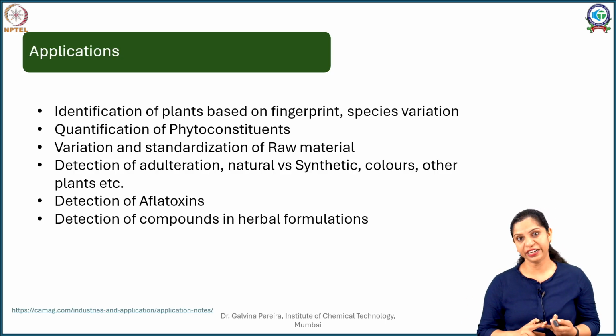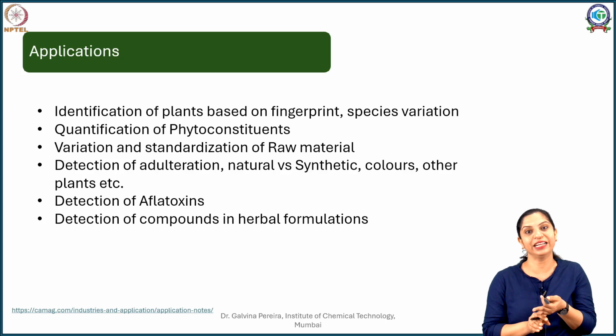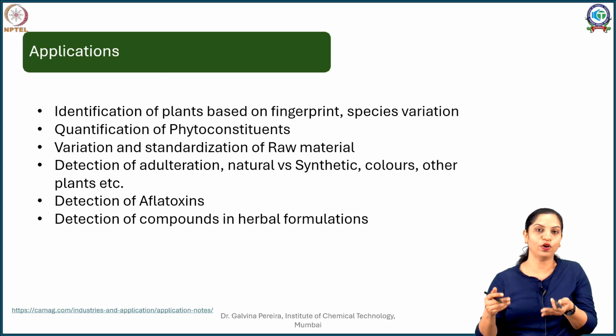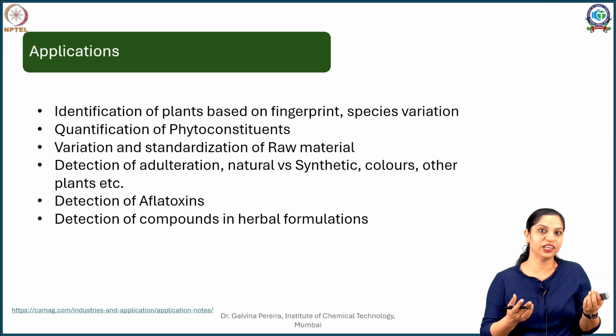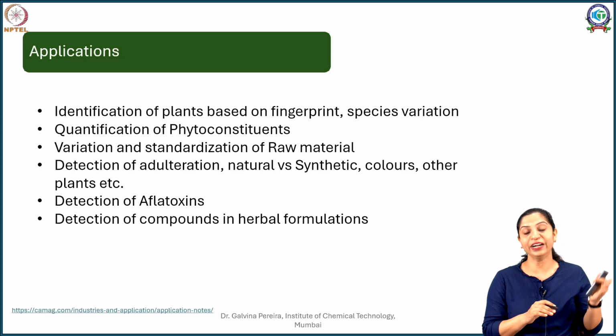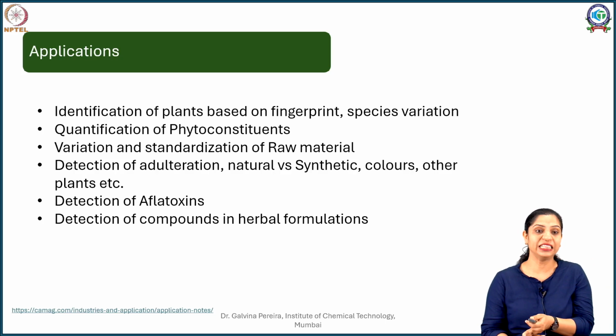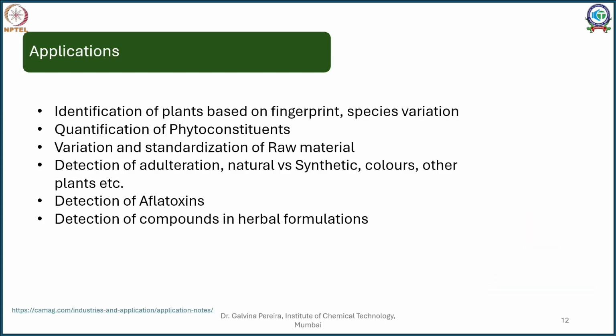So, you can detect adulterations, you can detect another plant species, you can detect whether your methyl salicylate is a natural methyl salicylate or a synthetic one. The synthetic one will have more of your salicylic acid as an impurity, whereas your methyl salicylate, that is your wintergreen oil, will show more of your monoterpene bands. So, you can know which oil is natural and which oil is synthetic. Not only that, you can detect your aflatoxins, and yes, you can quantify this not only from the plant matrices but also from the herbal materials.